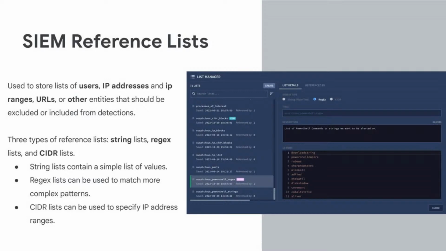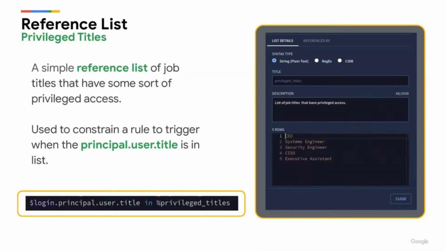We have string lists that are good for simple, direct strings, right? Things like names, domains, URLs. Regular expressions, this is where you can get fancy. They handle those complex matching patterns. You might want to match against a process name. And then CIDR lists, those are perfectly suited for your ranges of IP addresses.